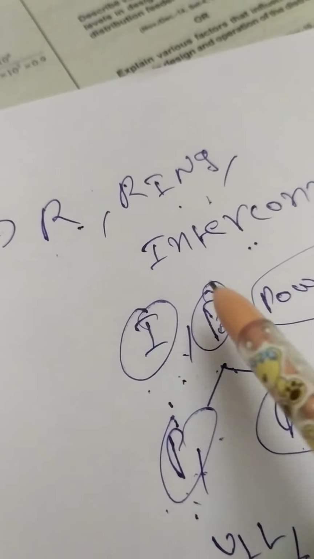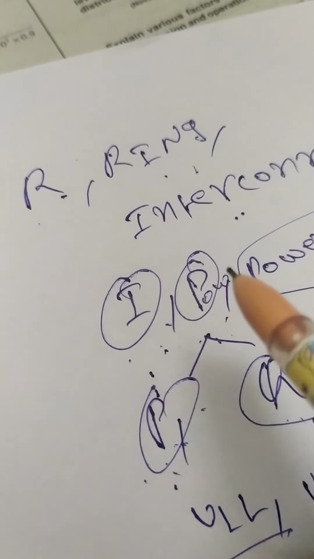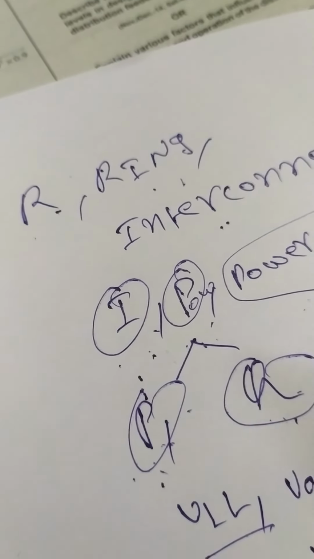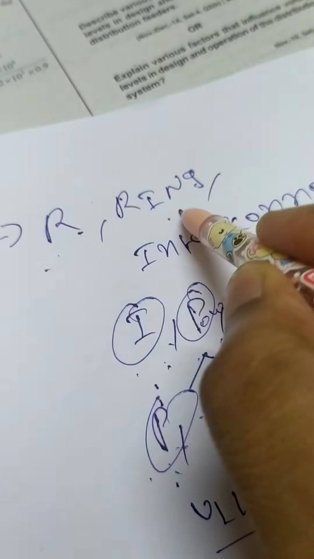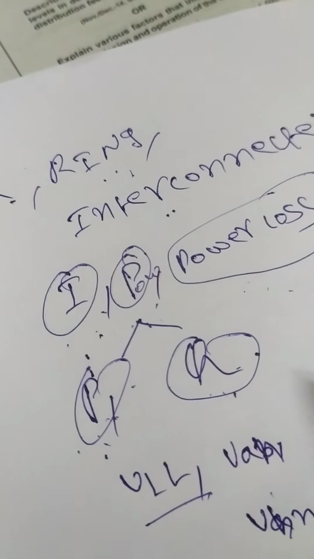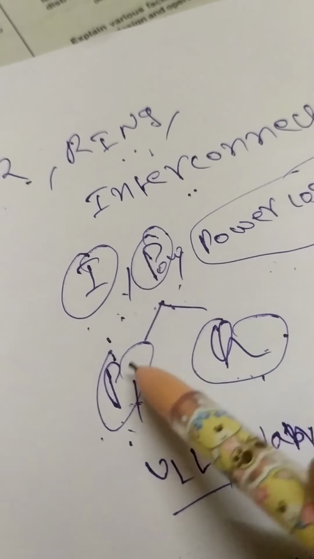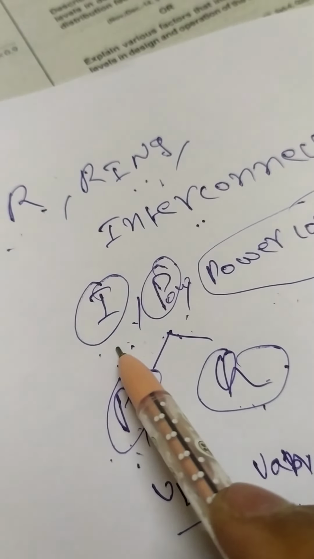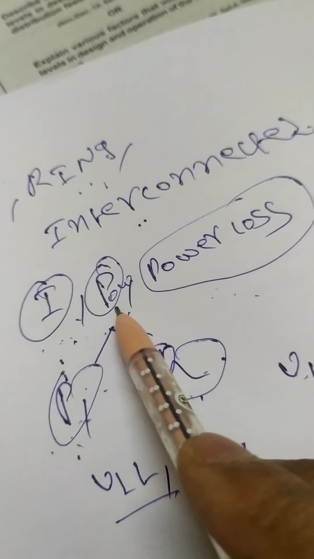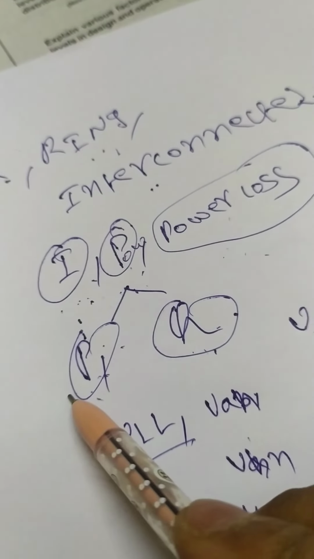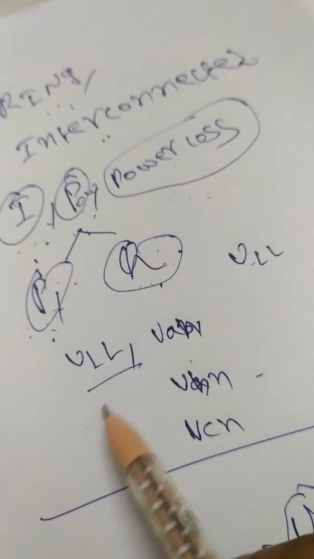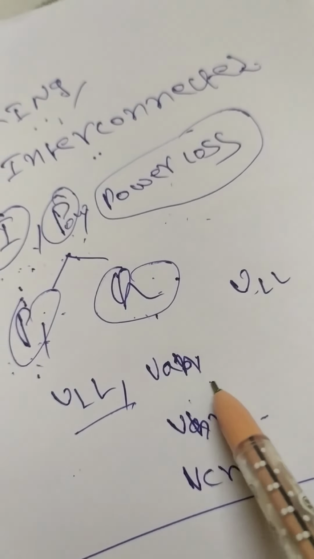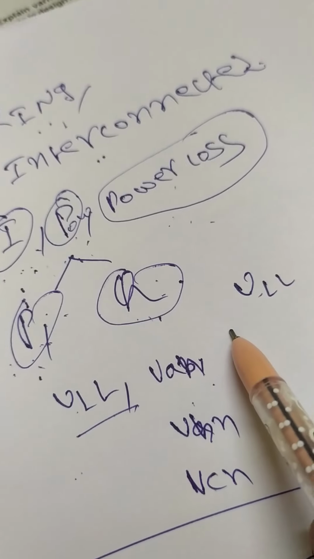For this class, we have to discuss problems on radial distribution system, ring systems, and interconnected system. In this one, we have to calculate the parameters: current I, power loss, active power and reactive power, and line to line voltages and phase voltages.